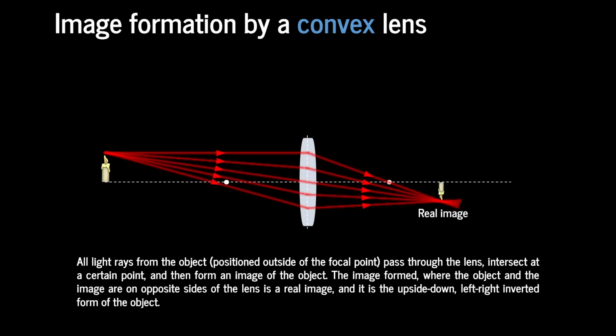All light rays from the object, positioned outside of the focal point, pass through the lens, intersect at a certain point, and then form an image of the object. The image formed, where the object and the image are on opposite sides of the lens, is a real image, and it is the upside-down, left-right inverted form of the object.